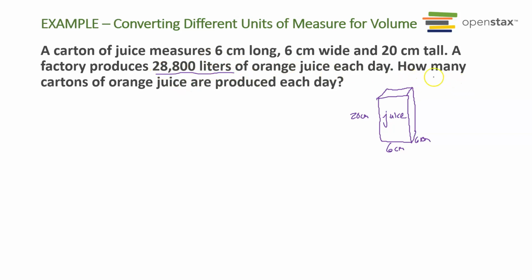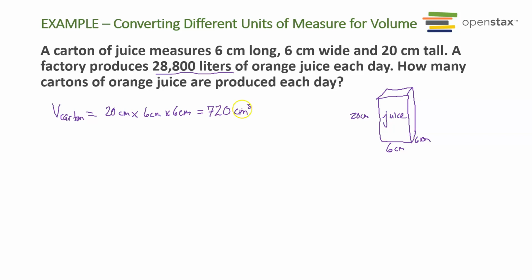And a factory produces 28,800 liters of orange juice each day. So how many cartons of orange juice would we produce each day? So first we need to figure out, well, how many liters does each of these little cartons hold? So the volume of the carton is going to be 20 centimeters by 6 centimeters by 6 centimeters. So I'm going to get a little calculator and just do that real quick. And that's going to give me 720 cubic centimeters.